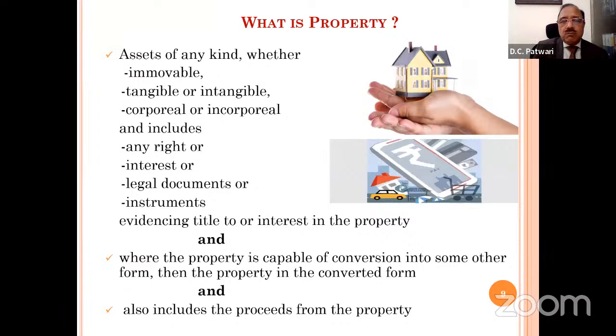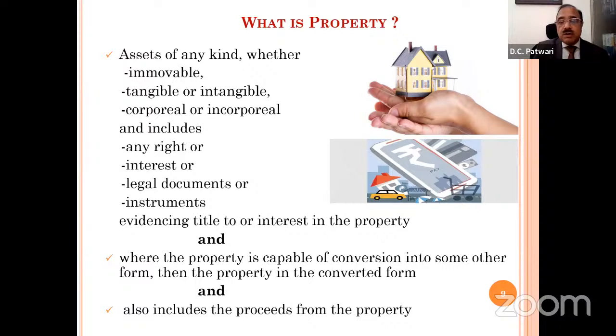Then what is the property? Here it is not just an immovable asset. We generally consider property to mean land, building, or some immovable property. But here it covers all kinds of properties: movable, immovable, tangible, intangible, corporeal, incorporeal, and that includes rights, interest, legal documents, and instruments evidencing title to or interest in any property. So all these are also considered property.